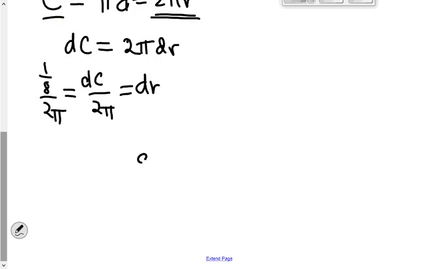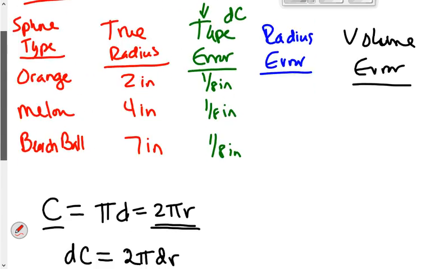Or I'm going to get that dr is going to be 1 over 16 pi inches. And because this is a math class, for the moment, we will leave it in terms of pi. Okay. So we can go back up here, and all of our radius errors are going to be the same. Okay, 1 over 16 pi inches.